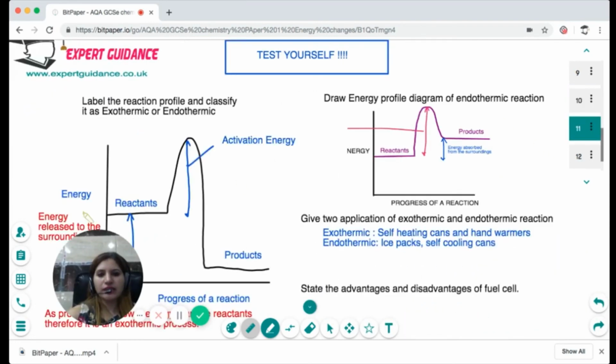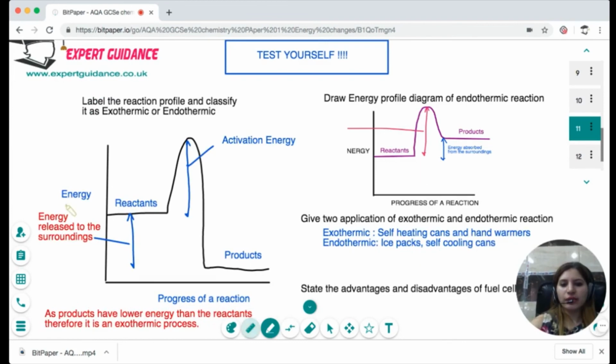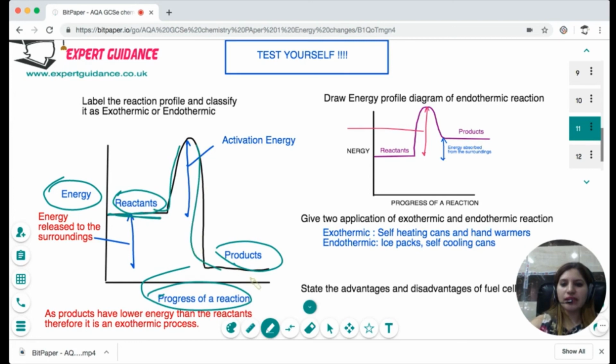Okay, so now let's look at the answer. To label it, you will be labeling the axes. This is energy, this is progress of reaction, this is the energy of the reactants, this is the energy of the products. The reactants give a bump, and that's the activation energy. And this difference between the reactants and the products is the energy released to the surrounding. And in this reaction, the product has a lower energy than the reactant, therefore it's an exothermic reaction.